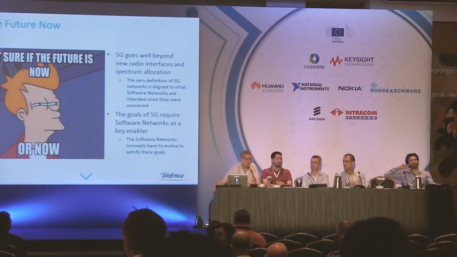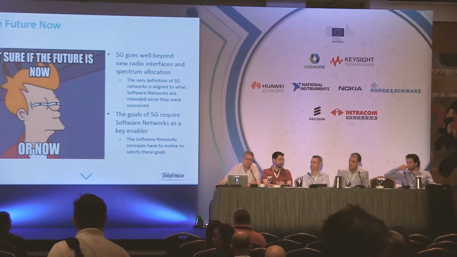To help us discussing about this and have a better idea of how we have to make software networks evolve and how we can apply them to realize 5G, we have our four distinguished speakers. The idea, as we have done in the other panels, is that I would ask them to make a first introductory presentation of around 15 minutes or so. When we finish all four presentations, we go into an open discussion.